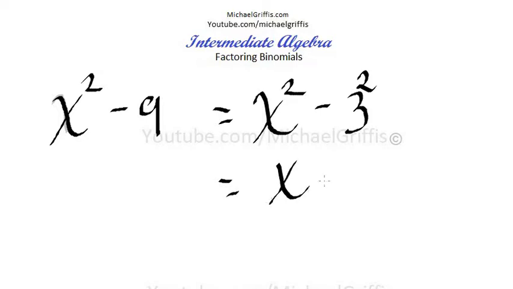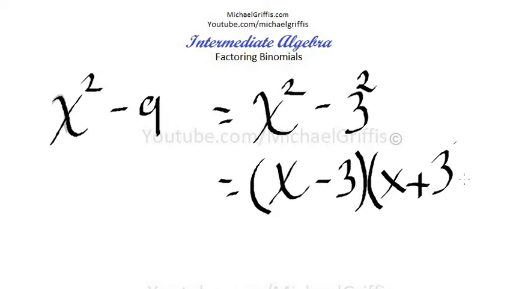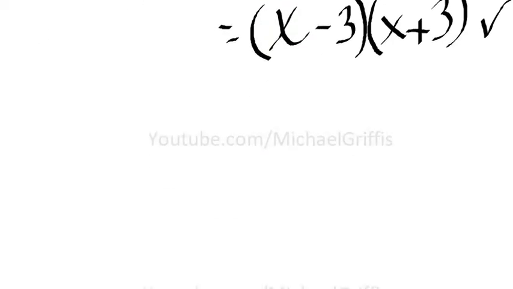It just becomes x minus 3 times x plus 3. Now, if you multiplied the x minus 3 times the x plus 3, you should get back what we started with. If you don't, then you did something wrong. Okay? So at this point, you should know how to factor this. Let's take a look at another one.